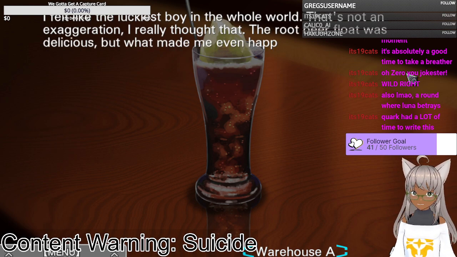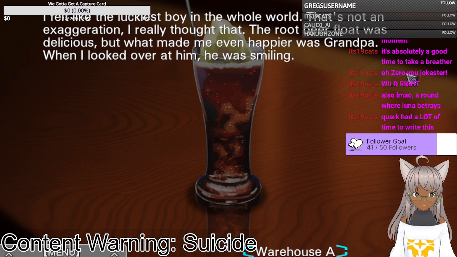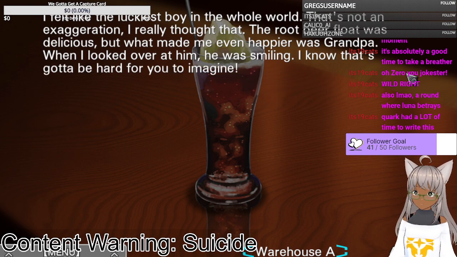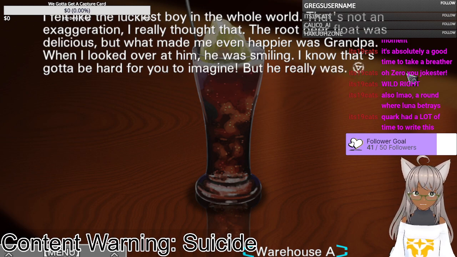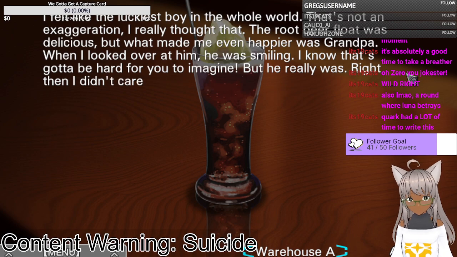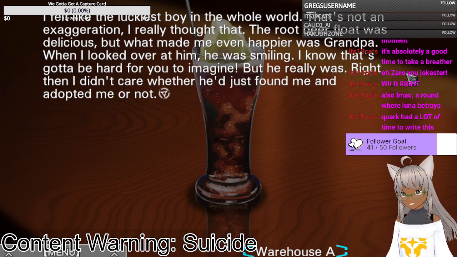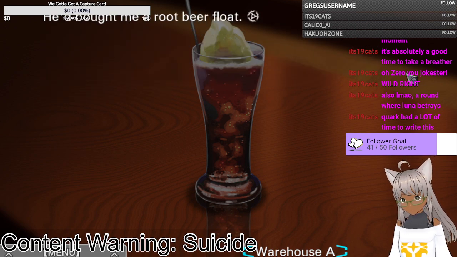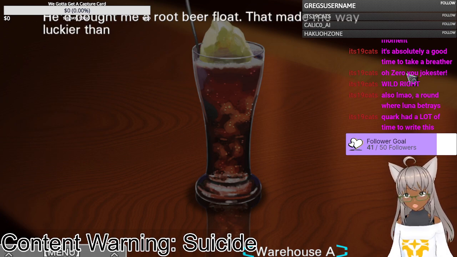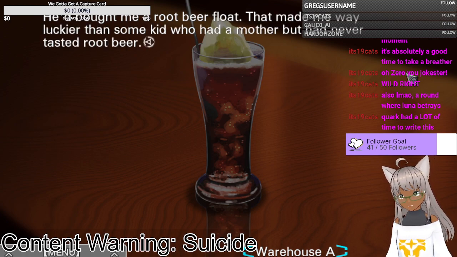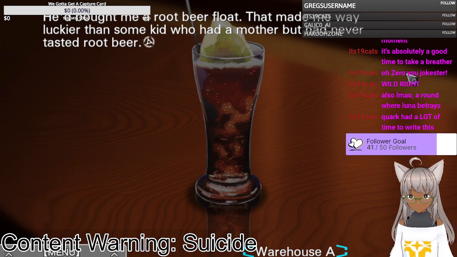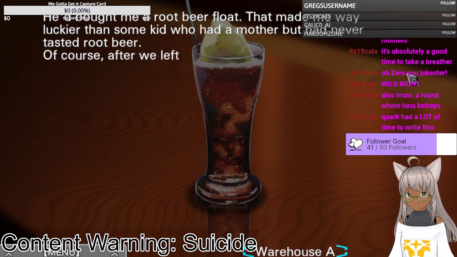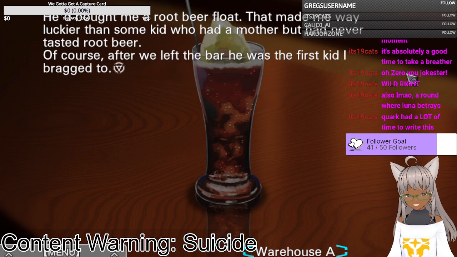The root beer float was delicious, but what made me even happier was Grandpa. When I looked over at him, he was smiling. I know that's got to be hard for you to imagine, but he really was. Right then, I didn't care whether he just found me and adopted me or not. He'd bought me a root beer float. That made me way luckier than some kid who had a mother but had never tasted root beer. Of course, after we left the bar, he was the first kid I bragged to.